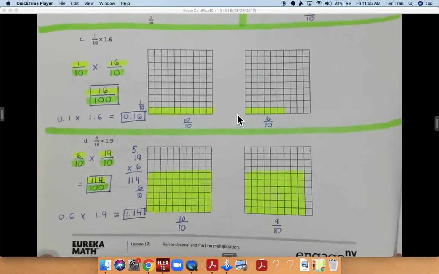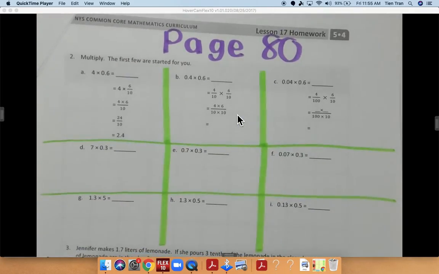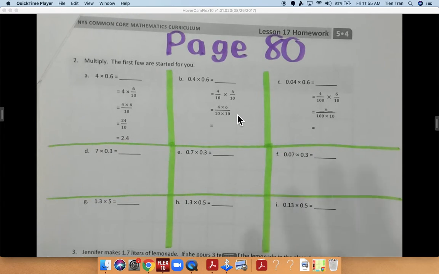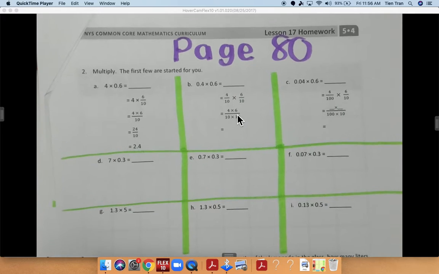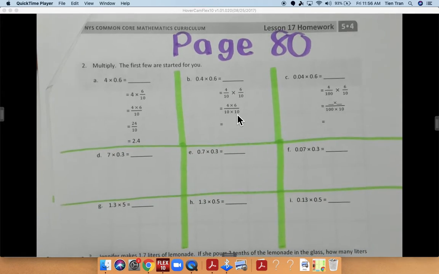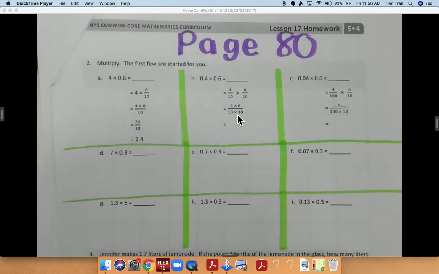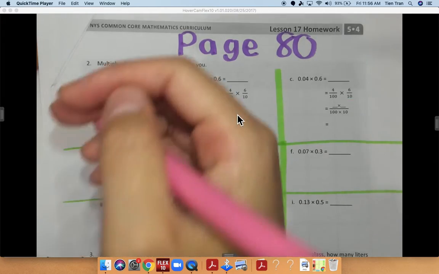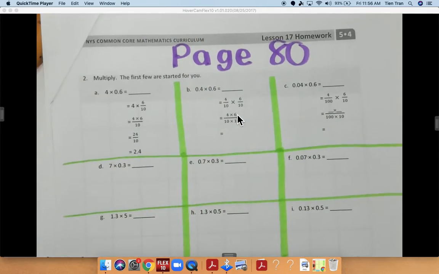Now we are going to turn the page. We are on page 80. I wouldn't stress too much about the pictures. The pictures are supposed to help you, but we do want you to understand how to multiply the standard algorithm way, which is this way that we are doing. So if you're understanding standard algorithm, but you're not understanding the visual, that's okay, because we are going to make sure that we practice more on those. And also, it's to help you see it in your mind rather than just looking at numbers.